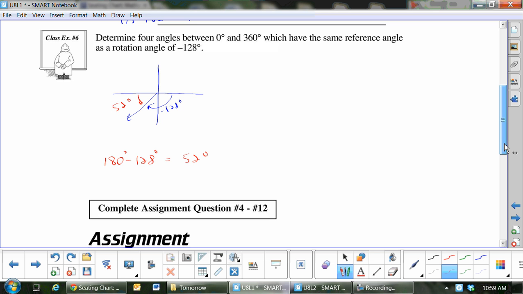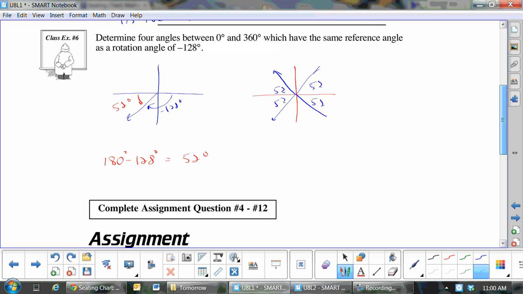Now, I'm supposed to find all the angles between 0 and 360 that have that reference angle. So all I do is, with a new picture, I've got 52, 52, 52, and 52. It's asking me these 4 angles. And without even looking at the last page, could we find all the rotation angles? Now, in quadrant 1, what would the rotation angle be? 52 degrees. And if you go look over there, there's a formula, rotation equals reference.